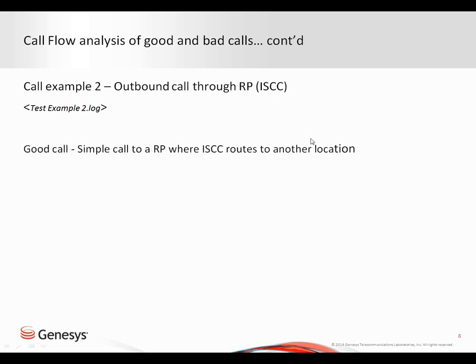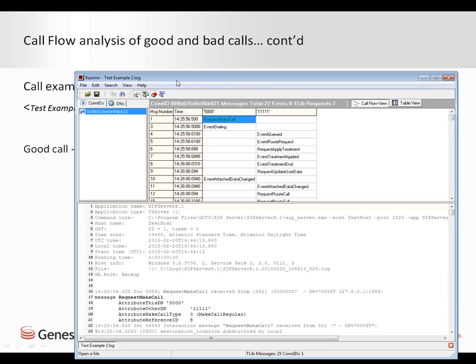example number 2. In this particular example, it's another good example where an agent dials to a route point, and then this call is routed to another location using ISCC. So it's another simple call, just going through the basics of an inbound and outbound call. We're first going to look at this again in Casimir.